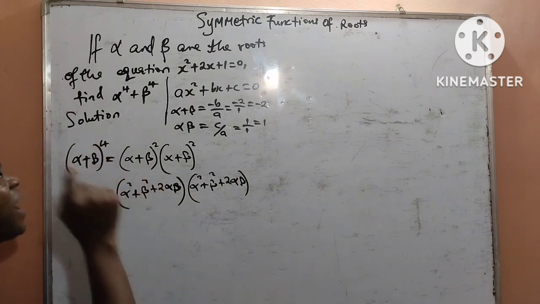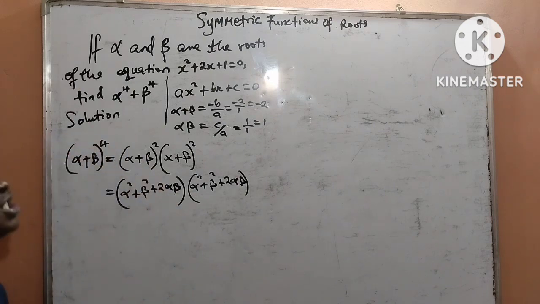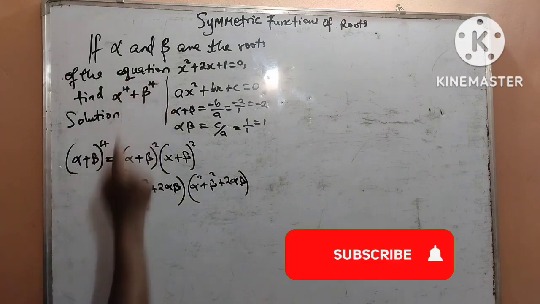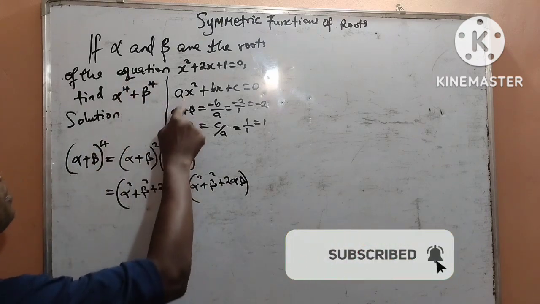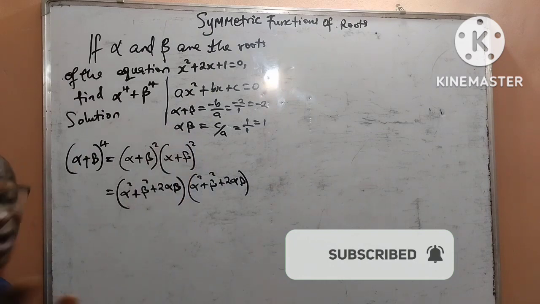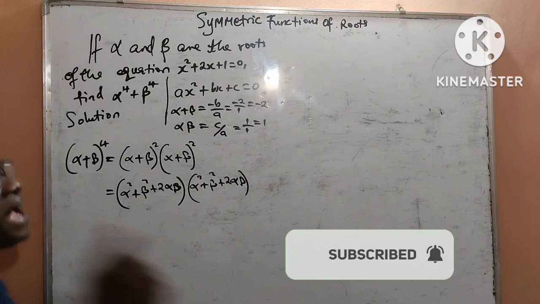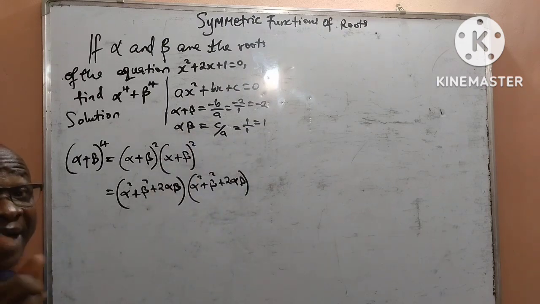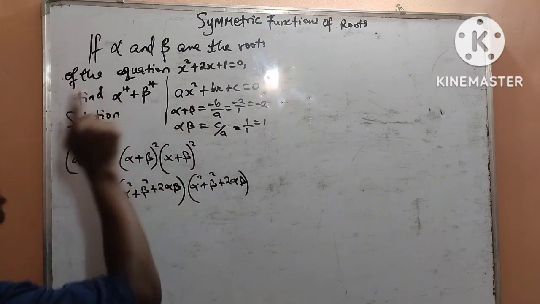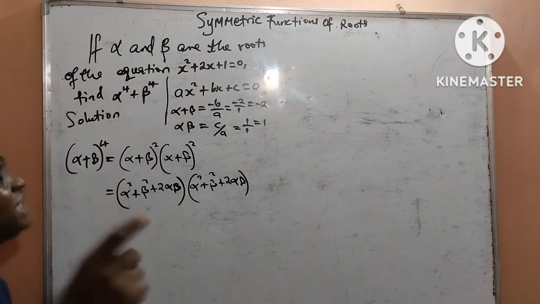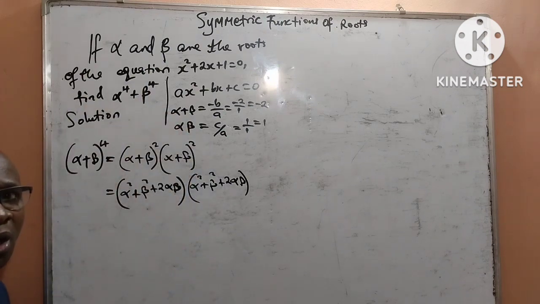But what is the essence of why I am doing this? The reason is because I want to get this alpha to power 4 plus beta to power 4 in terms of sum of roots and product of roots. Because from the equation that I am given, I know the sum of roots, I know the product of roots. So if I can get the expansion of alpha to power 4 and beta to power 4 in terms of sum of roots or product of roots or both, then I am good to go.